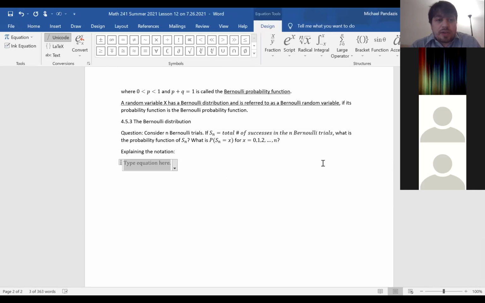So explaining the notation, the probability of S sub n equaling little x is equal to the probability that in little n Bernoulli trials, you have exactly little x many successes.